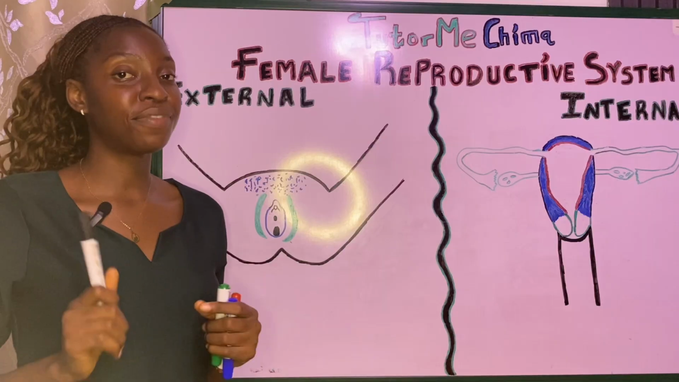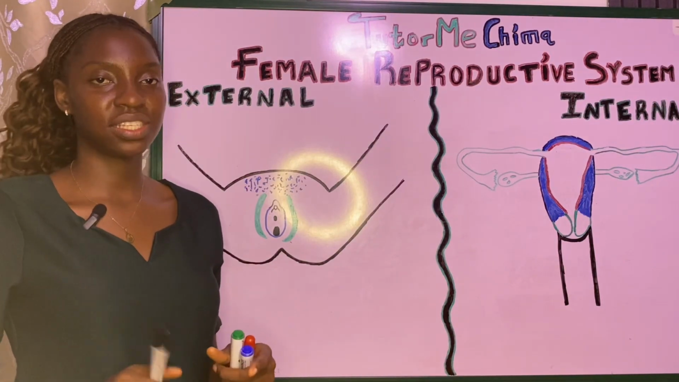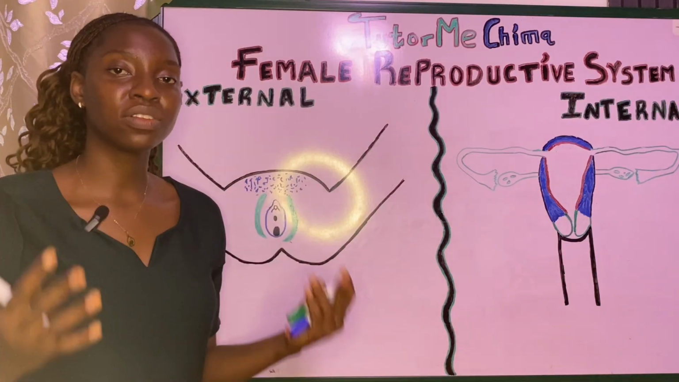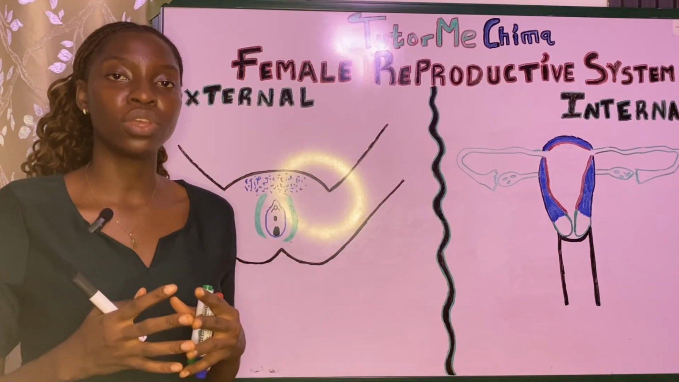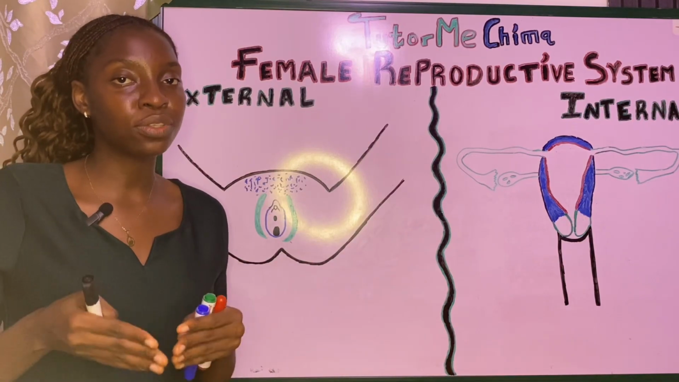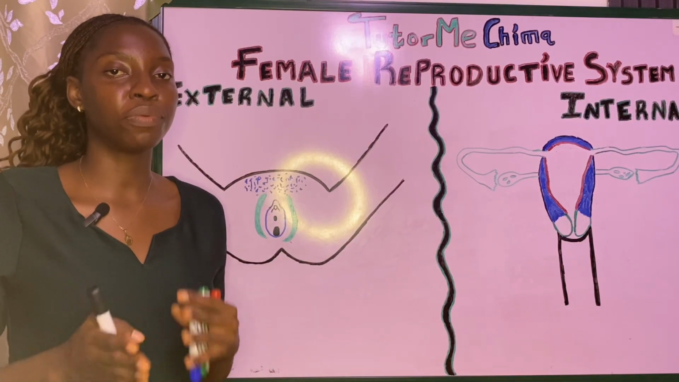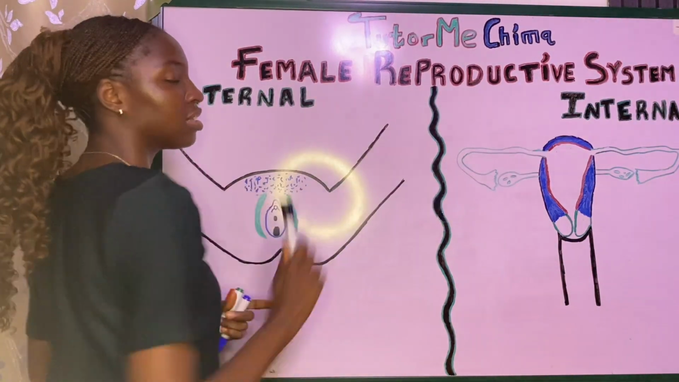Today we're going to be looking at a very interesting topic, which is the female reproductive system. Now we are talking about the reproductive system. The reproductive system is actually a group of organs that come together for the sole purpose of reproduction. We're going to be looking at the anatomy, that's the structure of the female reproductive system. It is grouped into external and internal.